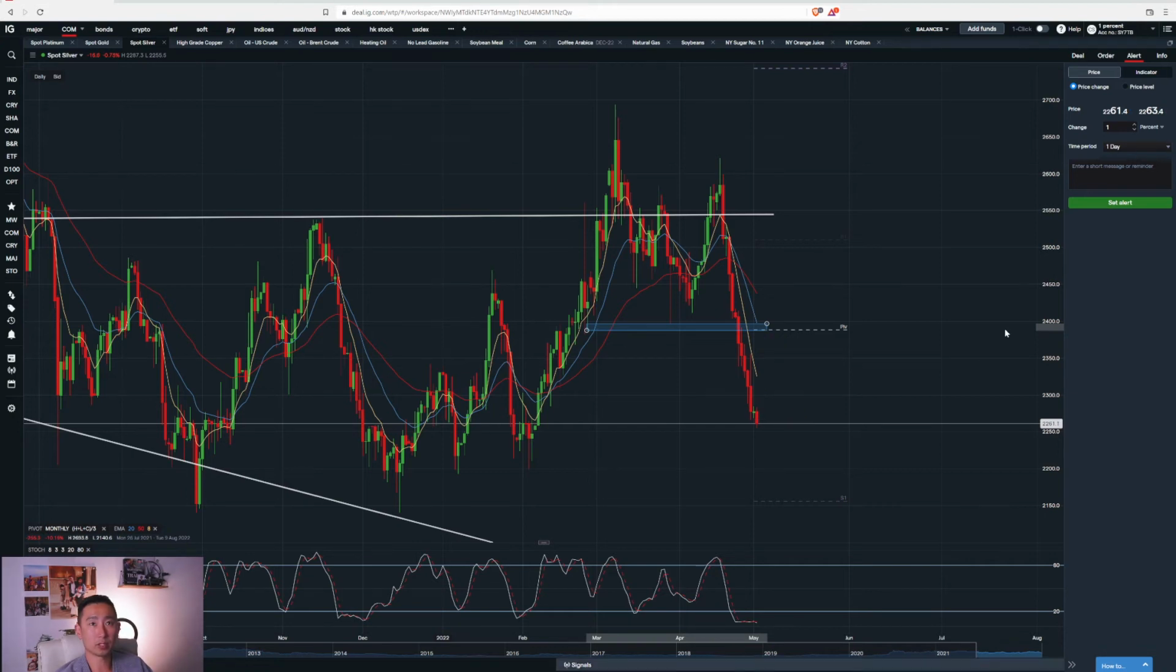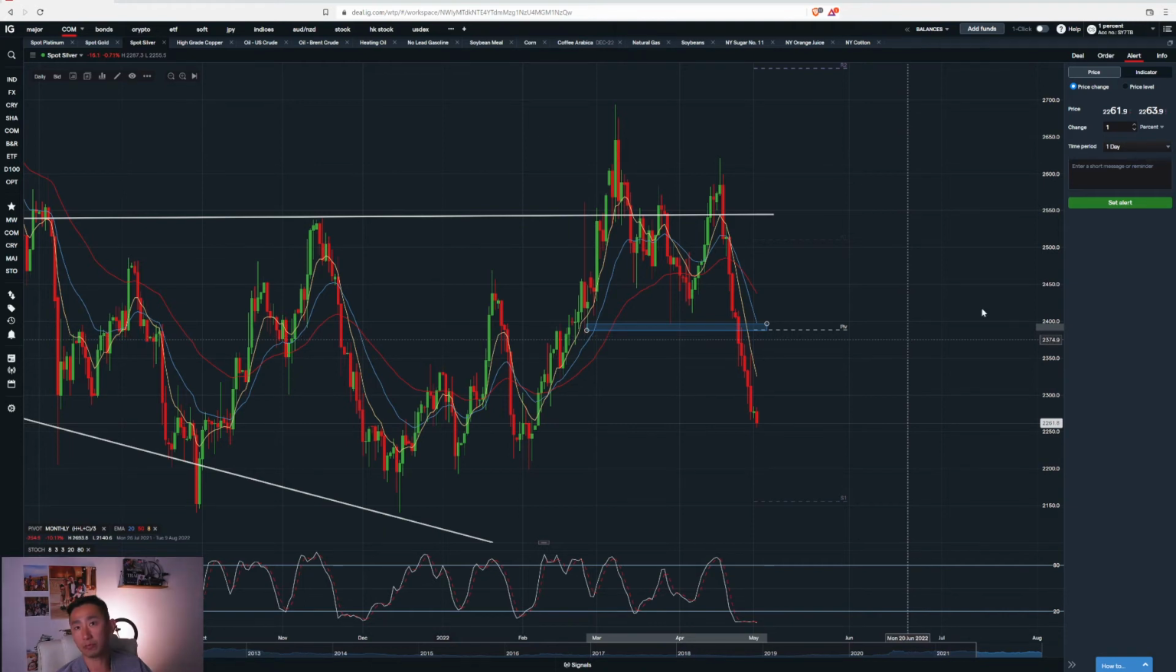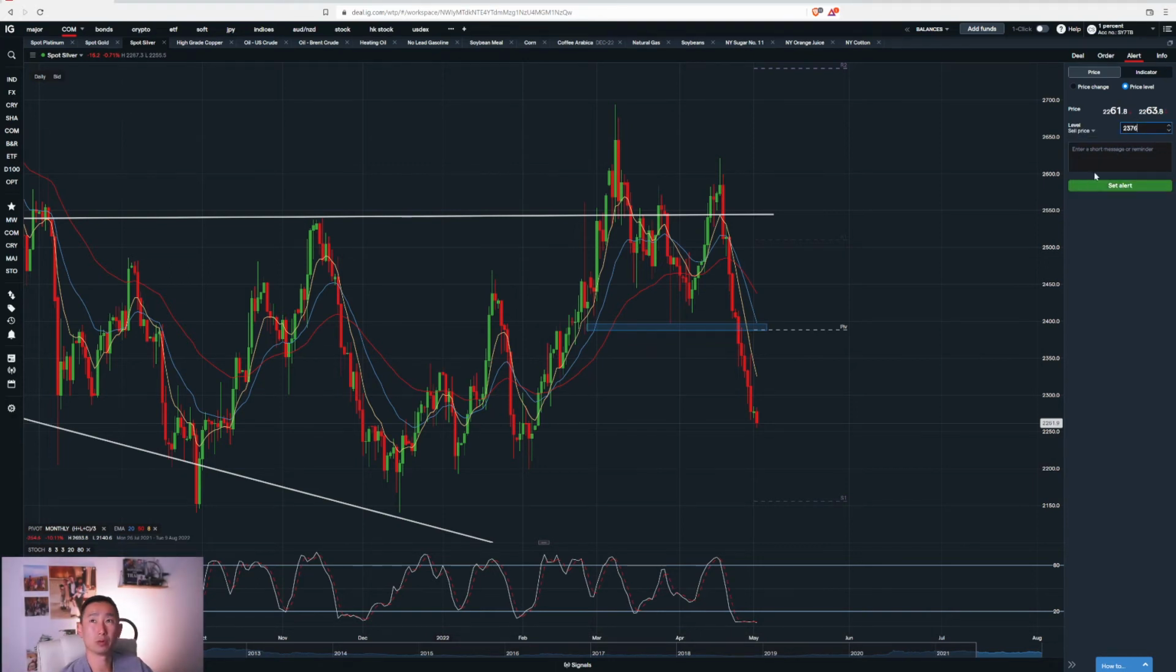One of the easiest ways not to sit on the chart is just to set some alert. So 2376. Once you set the alert, then when the alert comes, you come back and have a look at the chart. Simple as that.